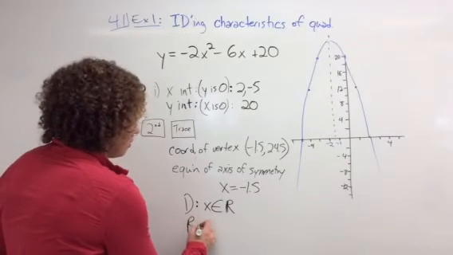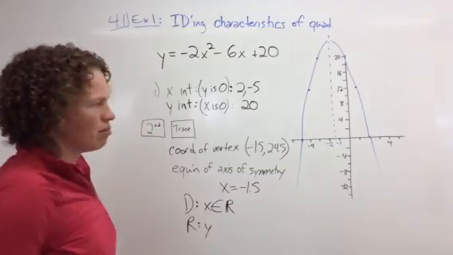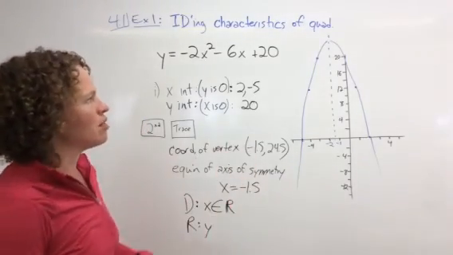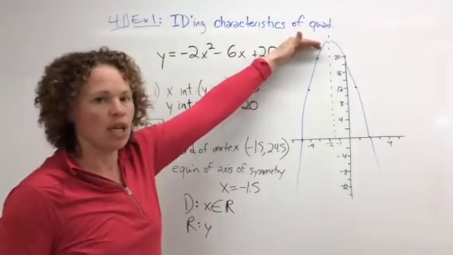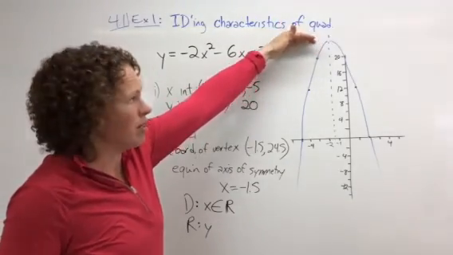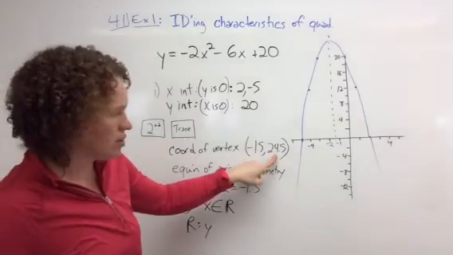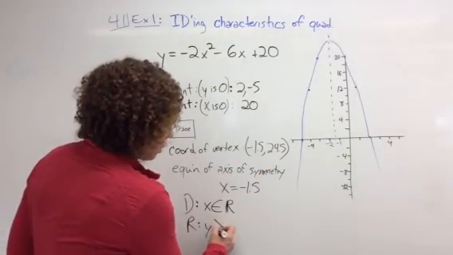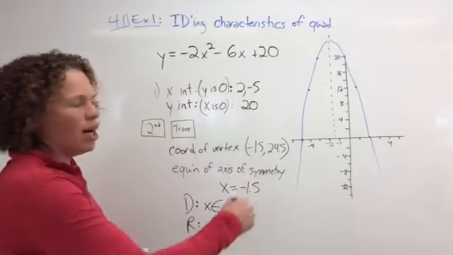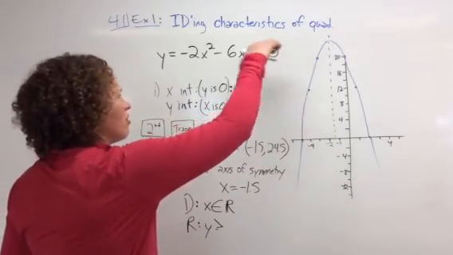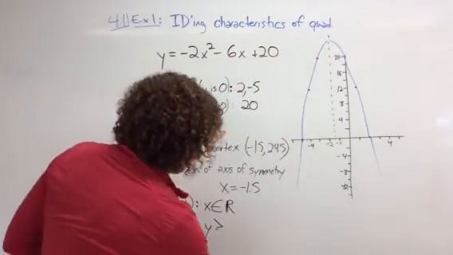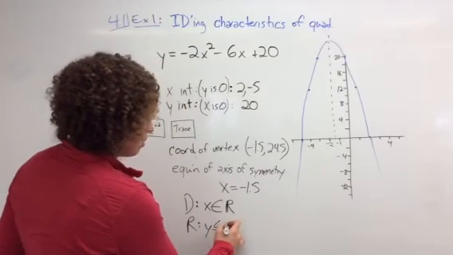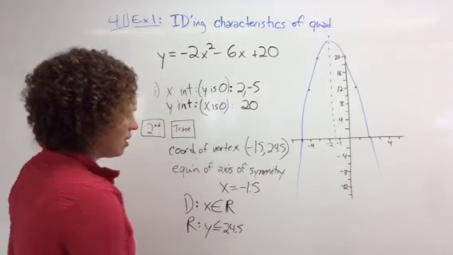The range, however, for what y can be will be limited by whether or not it has a maximum or minimum, because there's no points beyond here. The good thing is we've already figured out what here is. It's 24.5. So y goes up to 24.5, caps out. That means y has to be less than or equal to 24.5 in this case.